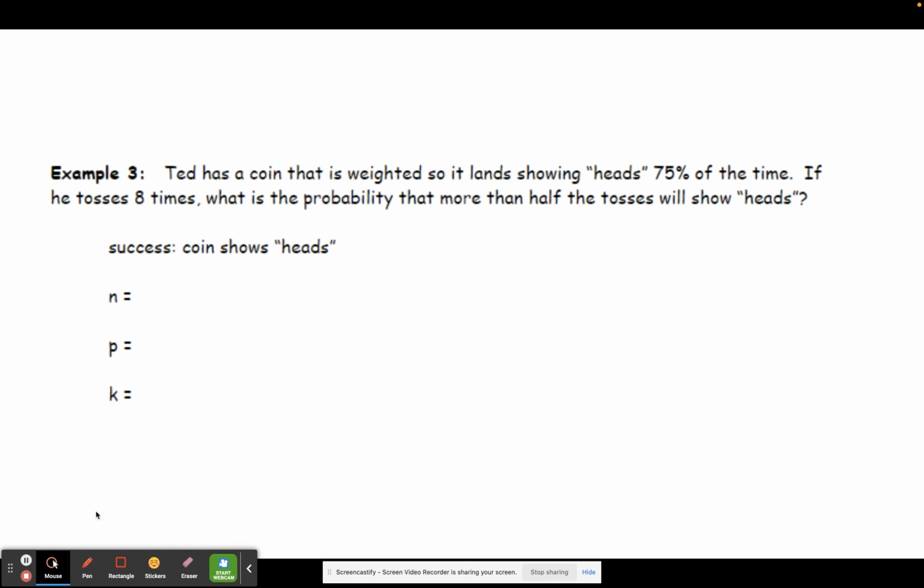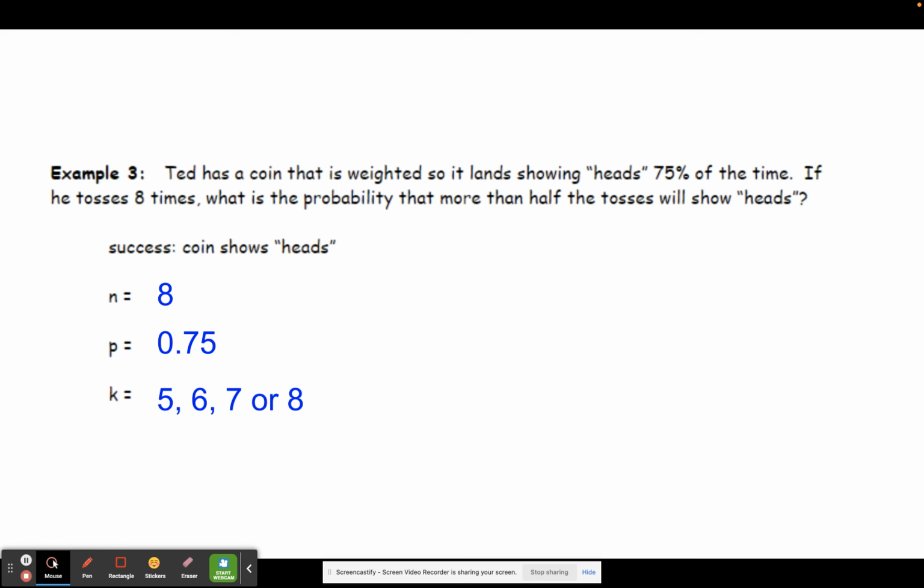All right, example 3. Ted has a coin that is weighted so it lands showing heads 75% of the time. If he tosses 8 times, what is the probability that more than half the tosses will show heads? So in this case, we have 8 trials because he's tossing the coin 8 times. The probability of success would be 75% or 0.75. And it says more than half. Well, half of 8 tosses would be 4. More than 4 would be either 5, 6, 7, or 8 times.